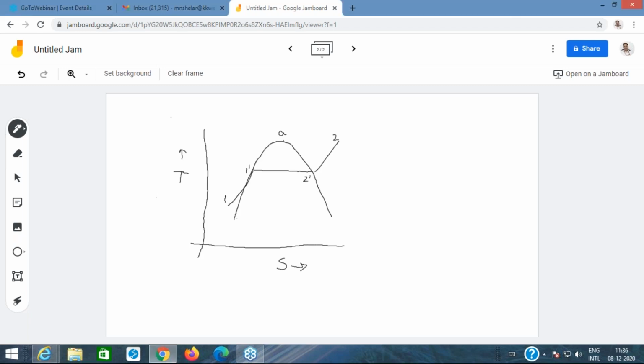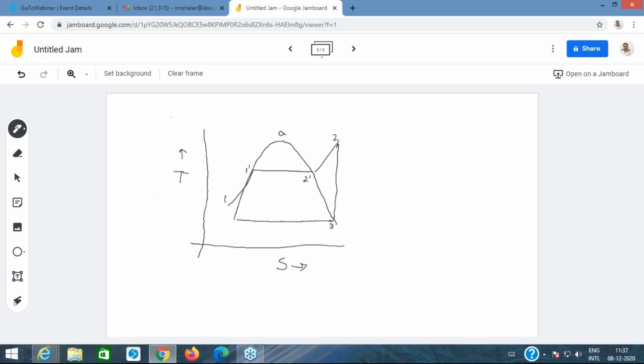What is the lowest pressure in the cycle? Up to what is the lowest pressure in the cycle? The lowest pressure in the cycle is the condenser pressure. Mind well, the lowest pressure in the cycle is the condenser pressure. Okay. So this 2 to 3, 3 is slightly within the vapor dome.